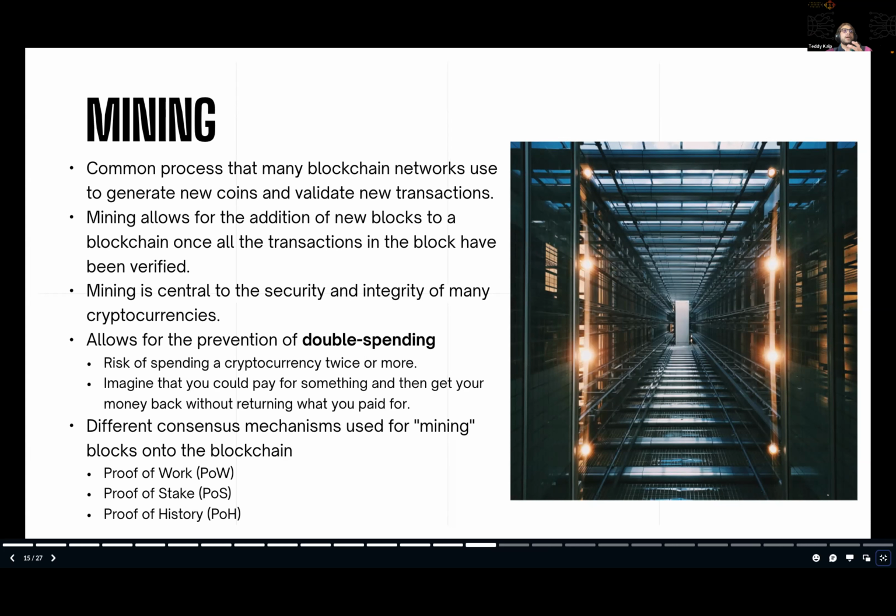And there are different consensus mechanisms that are used for mining blocks. We're going to talk about proof of work. We're going to talk about proof of stake. And then we also have another one, proof of history, which I think is one that Solana uses. We won't be talking about that much, but it's more about verifying timestamps of blocks.